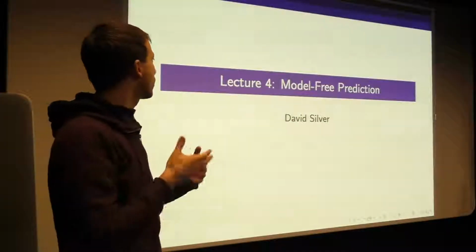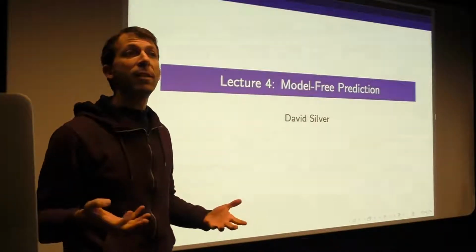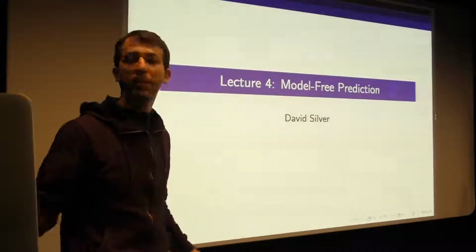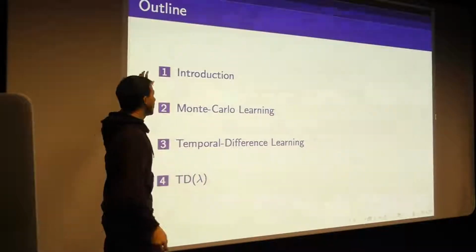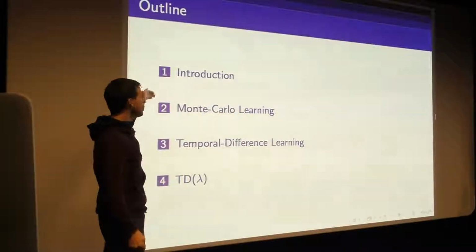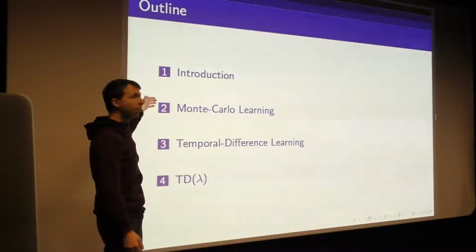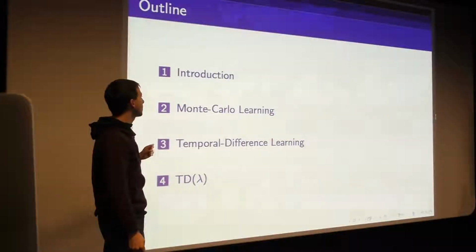So these are methods for which no one tells us the environment, and the agent still has to try and figure out the optimal way to behave. We're just going to start by introducing the basic ideas. And then there are going to be two major classes of model-free prediction that we're going to talk about.